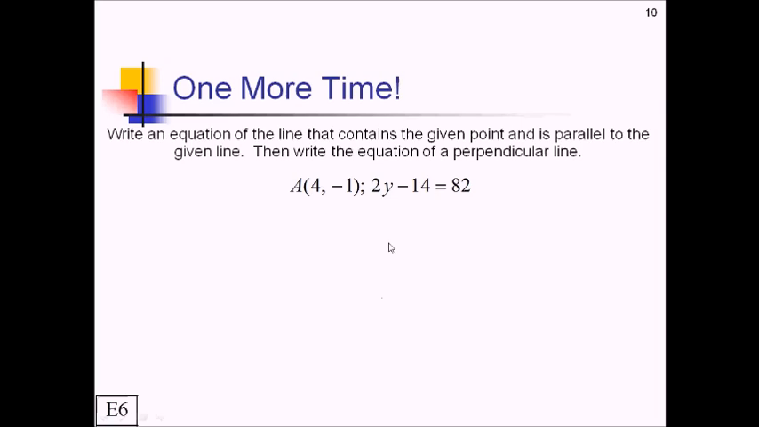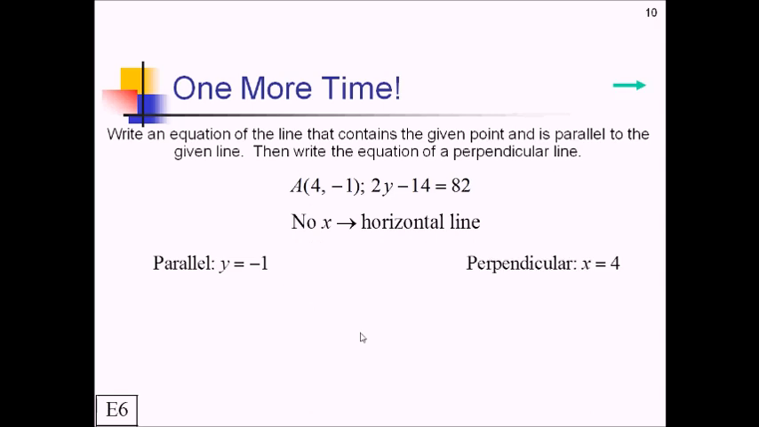Take a sec to pause the video and try this next one on your own. Same kind of question. You hopefully noticed that this has no x in it. It only has a y, so that makes this a horizontal line. A parallel line is also going to be horizontal, so we're going to have y equals -1 for the parallel line, and then perpendicular is going to be vertical, so we're going to have x equals 4 for our perpendicular line.